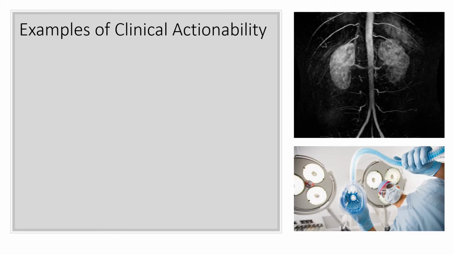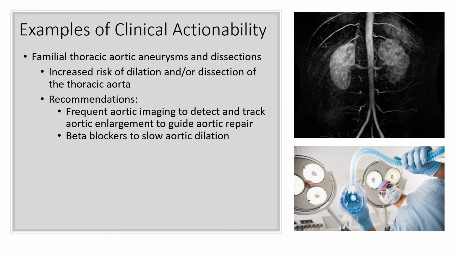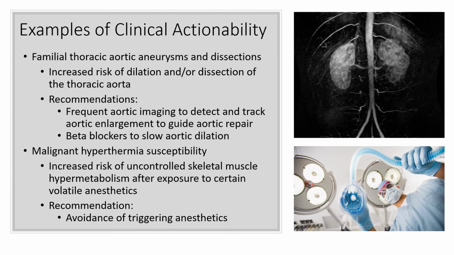To give some examples of clinical actionability, familial thoracic aortic aneurysms and dissections is associated with an increased risk of dilation or dissection of the thoracic aorta. And some of the recommendations for this condition include frequent aortic imaging to detect and track aortic enlargements to guide aortic repair, as well as the use of beta blockers to slow aortic dilation. Malignant hyperthermia susceptibility is associated with an increased risk of uncontrolled skeletal muscle hypermetabolism after exposure to certain volatile anesthetics. So the recommendation for this condition is to avoid these triggering anesthetics and to use alternatives instead.